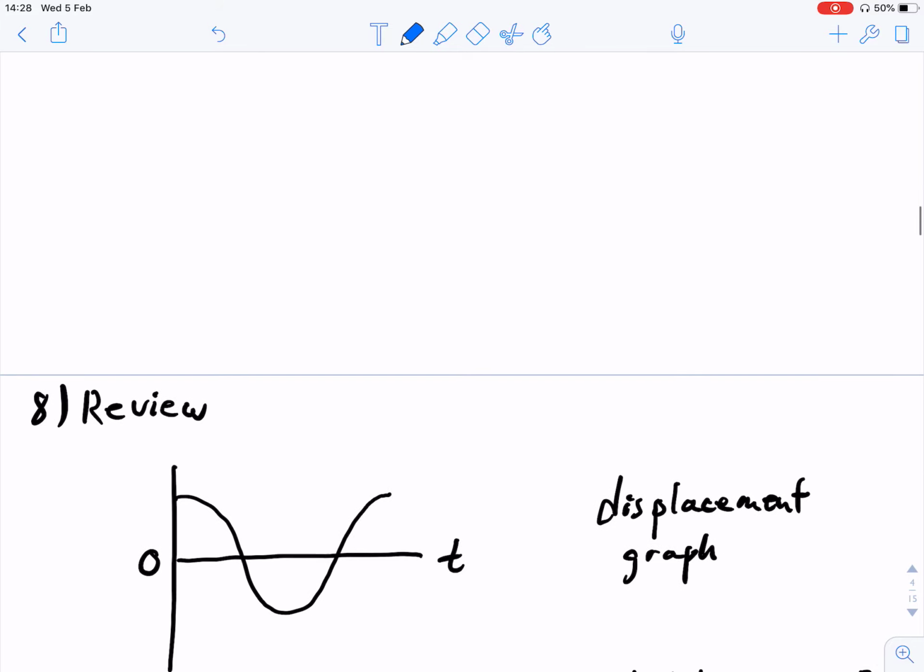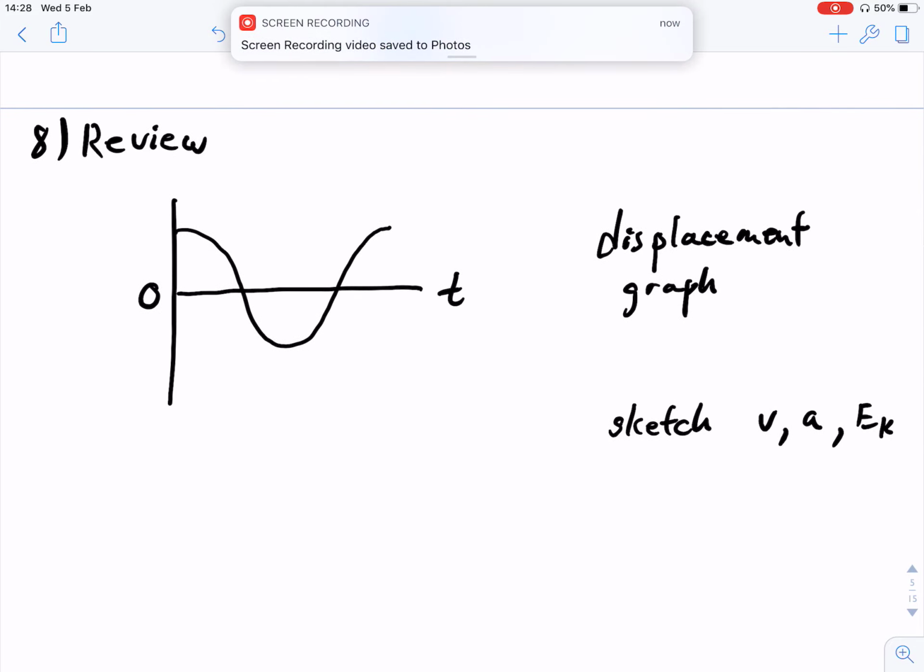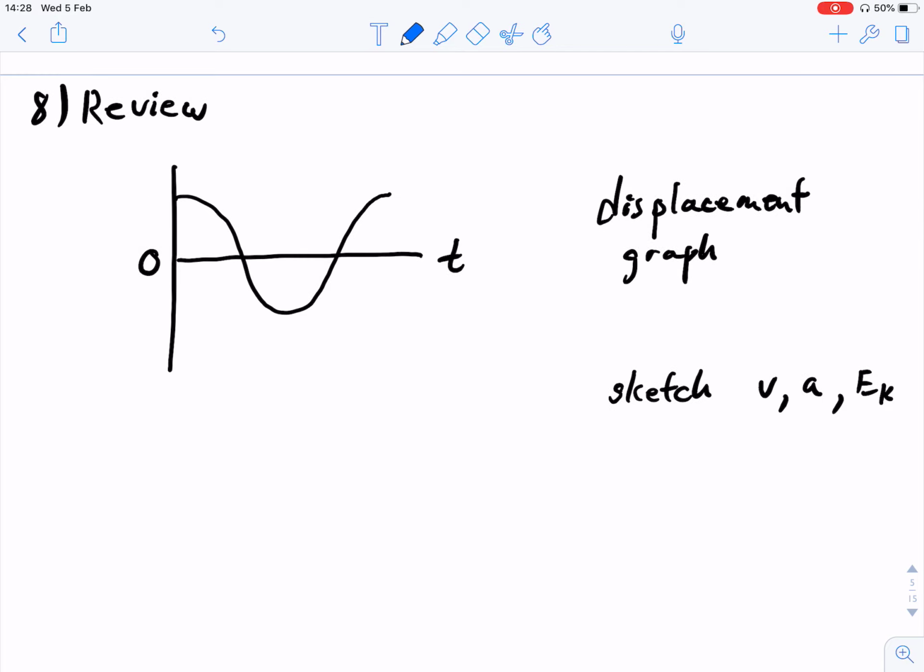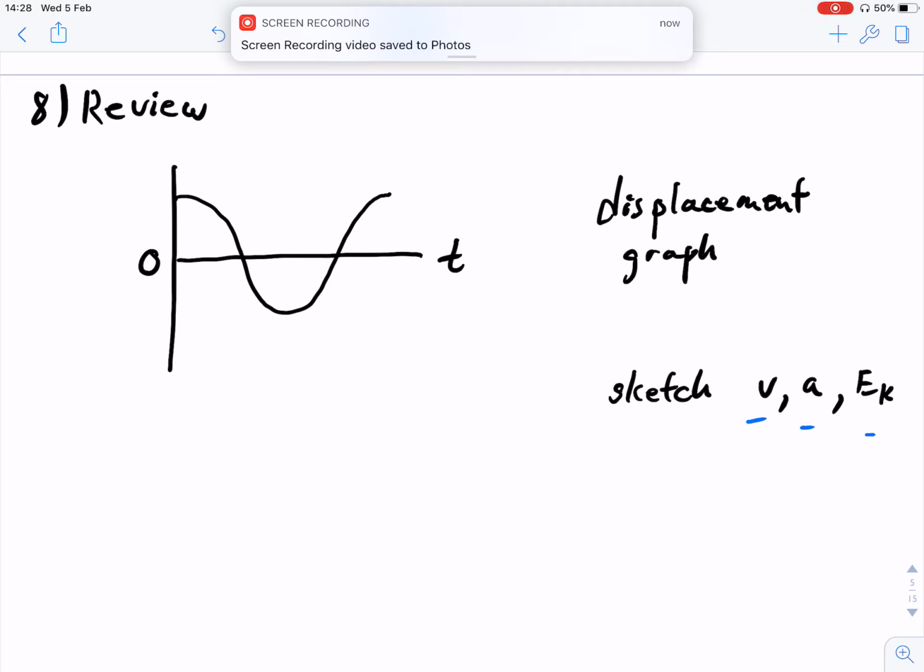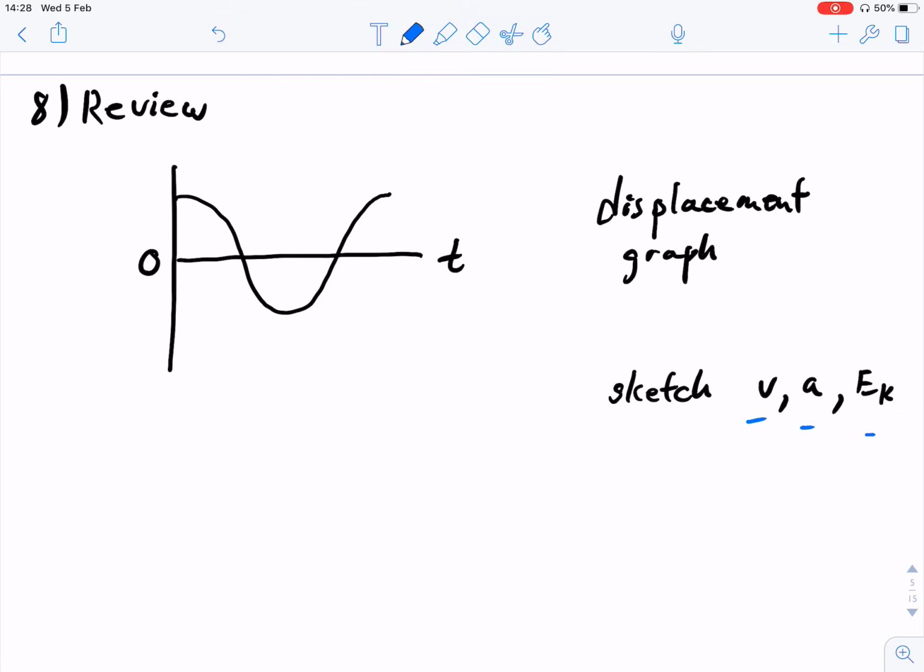All right, I think there is a revision question here. If this were a displacement graph, we're asked to sketch the velocity, acceleration, and the kinetic energy of this graph. So this is displacement, x. If we gave it some time intervals, let's say here it was 1 second later, here 2 seconds later, here 3 seconds later, and there 4 seconds later. So that is at 0 seconds.